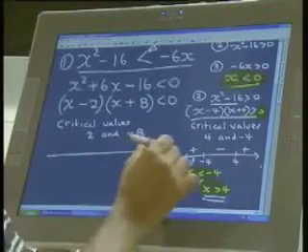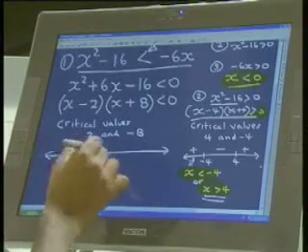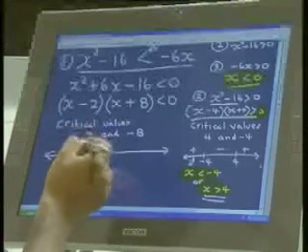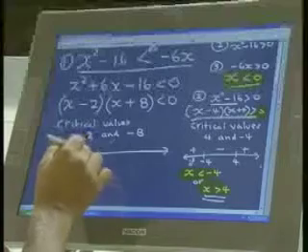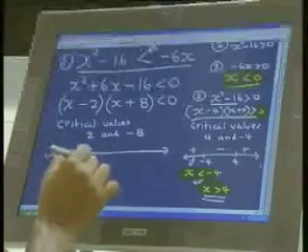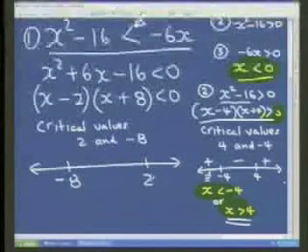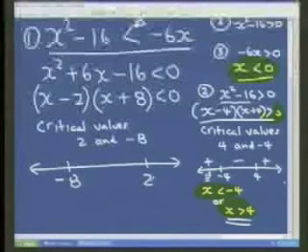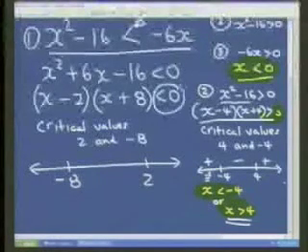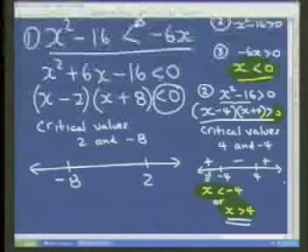So I'm going to draw my number line. Remember there are other ways of doing this. You could draw a graph, you could do various other ways, but I'm just showing you one method now. Minus 8 and 2. And then we're going to do the same thing we did there. We're going to test values in each region, keeping in mind that we want a negative answer. Are you with me? Yes.